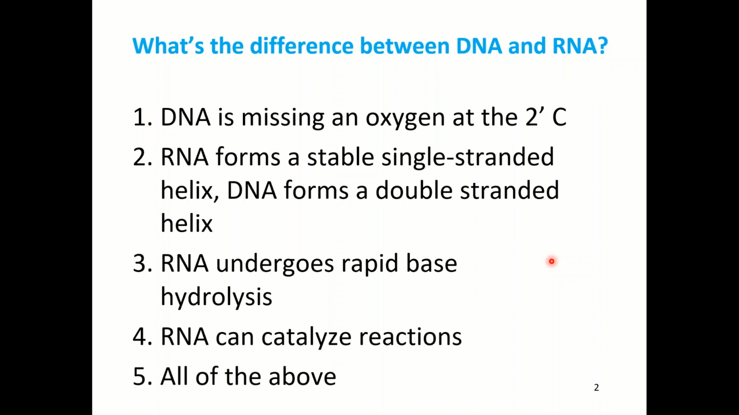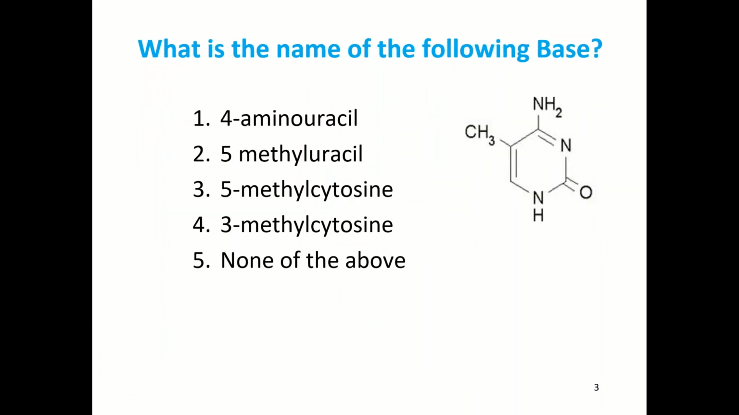The difference between DNA and RNA, let's look at these individually. DNA is missing the oxygen at the 2' carbon. That is true. That's why it's called deoxyribonucleic acid. Number 2, RNA forms a stable single-stranded helix. DNA forms a double-stranded helix. That is also true. RNA undergoes rapid base hydrolysis. That's true. RNA is less stable, especially in basic conditions. RNA can catalyze reactions. That is true. So all of the above 5 would be the correct answer for this question.